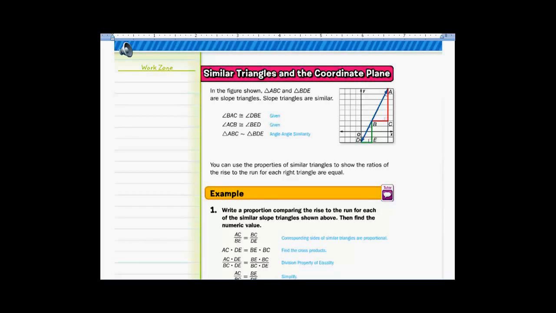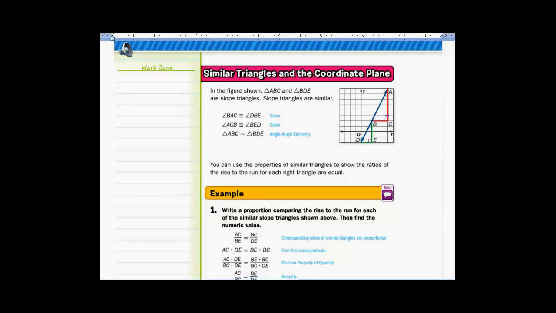Okay, chapter 7, lesson 6, talks about slope and similar triangles. So this is just another way to use similar triangles by talking about the slope. They talk about slope triangles, which is basically if you have a line, such as this one right here, if you take almost like, you know how we count the rise over run, that type thing, rise over run, it does make a triangle.